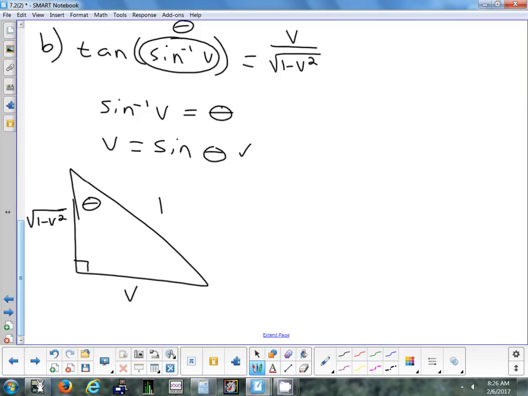Okay, so there's your formula. V divided by the square root of 1 minus v squared. The only problem with that is if this was like a multiple choice question, you wouldn't see the answer written like that. Why not? Yeah, you're not going to leave a square root in the bottom. So how do you fix that?